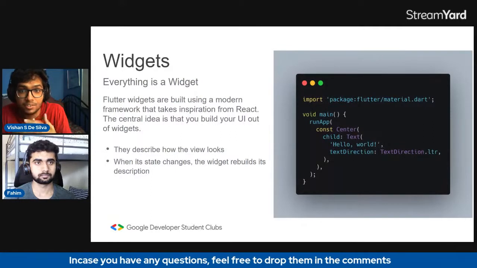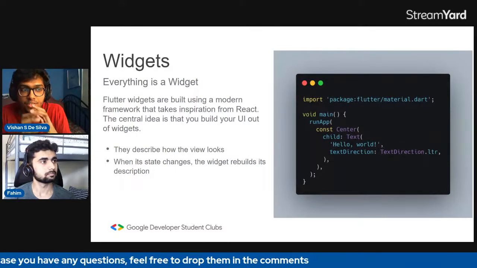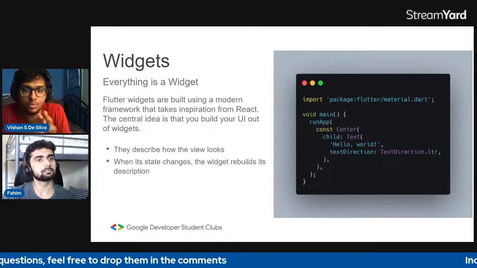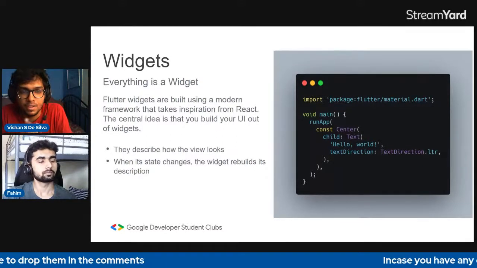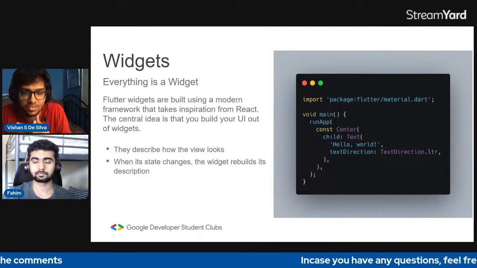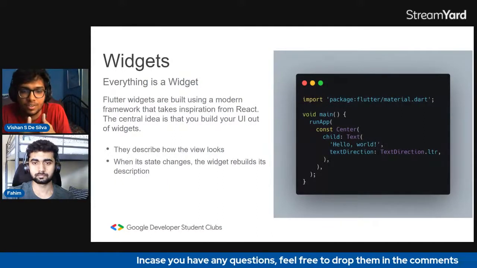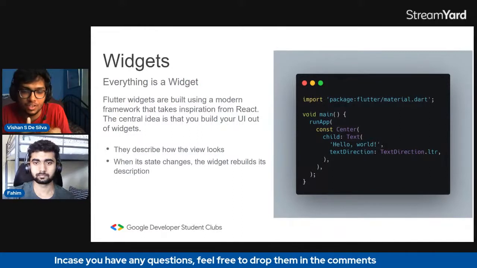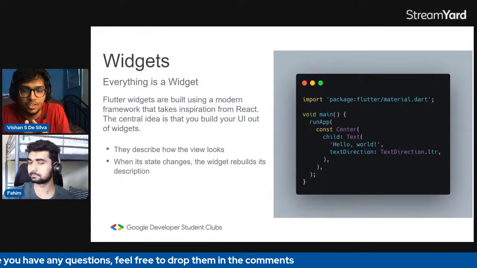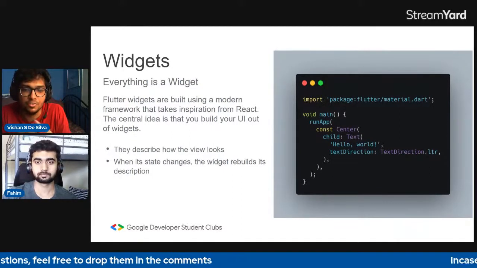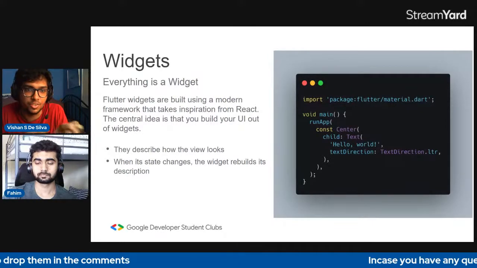From that, you can tell that their purpose is to describe how the view looks, which is the user interface. When a widget state changes, the widget rebuilds its description, which the framework compares against the previous description in order to determine the changes needed to render the tree from one state to another.